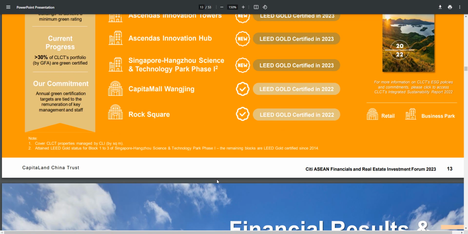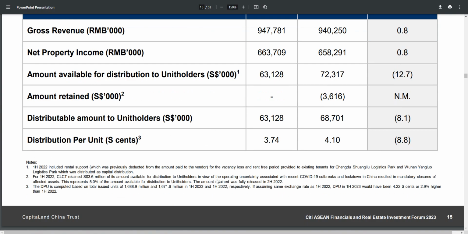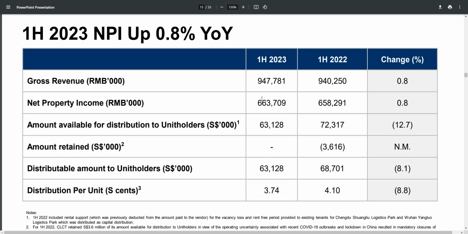Other than that, I don't really see too much to say. So maybe you can have a look at this. We've already talked about the 0.8% change; basically it's flat. The amount distributable to unit holders in SGD dropped significantly, 12.7%, likely due to the currency conversion or FX, and that's the reason behind this drop. So 3.74 versus 4.1.